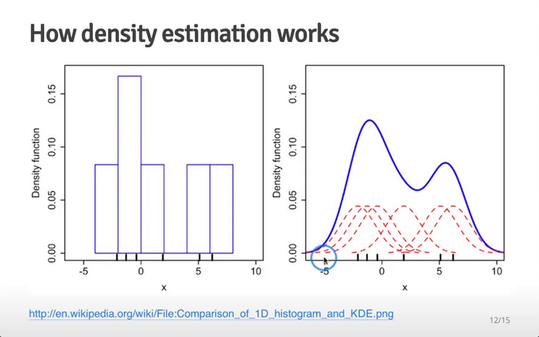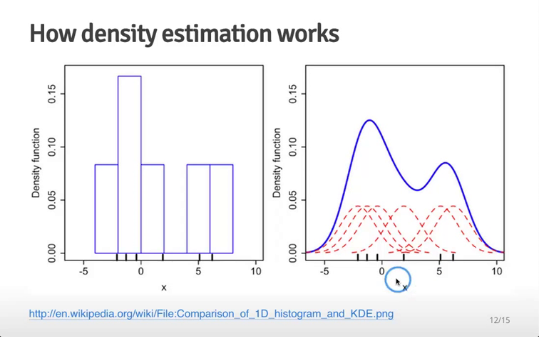Alternatively, if you go out here, say at -5, all of the densities have low values here, so you add up this value plus this value plus this value, and you get a smaller value of the density. So this sort of adding up smaller density functions to get the larger density function is what a kernel density estimate does. So in general, it uses the normal distribution as a default distribution here.